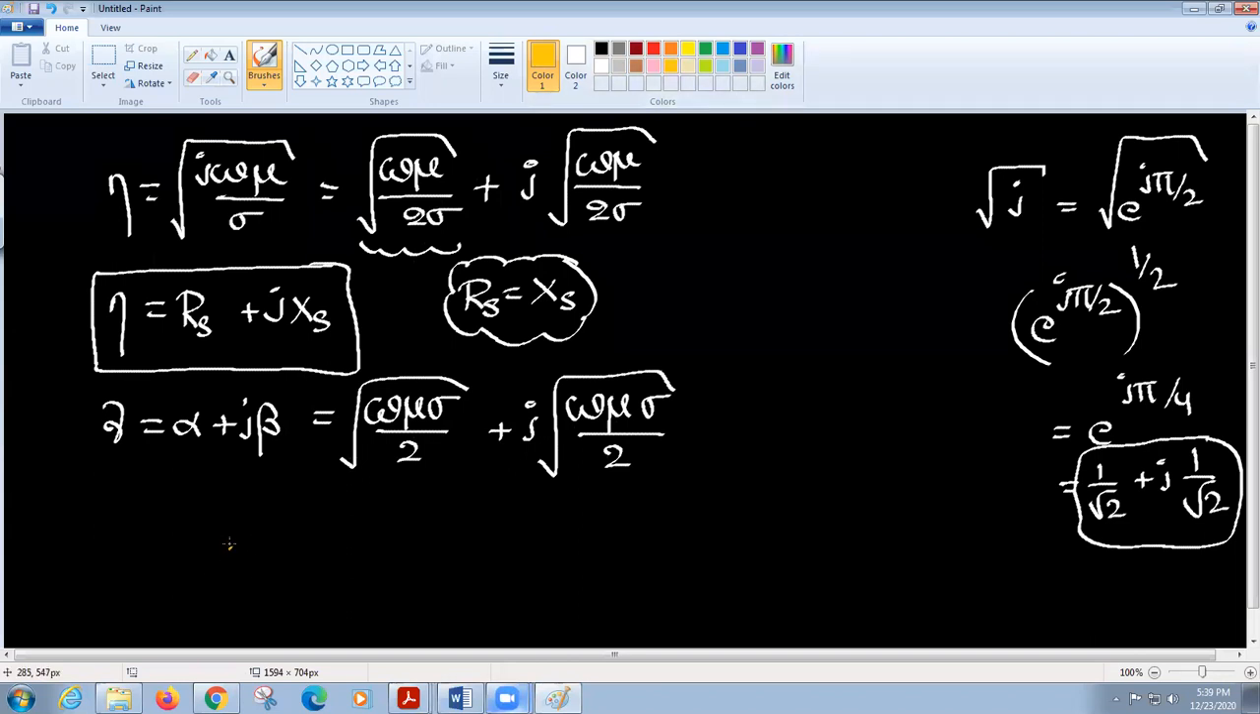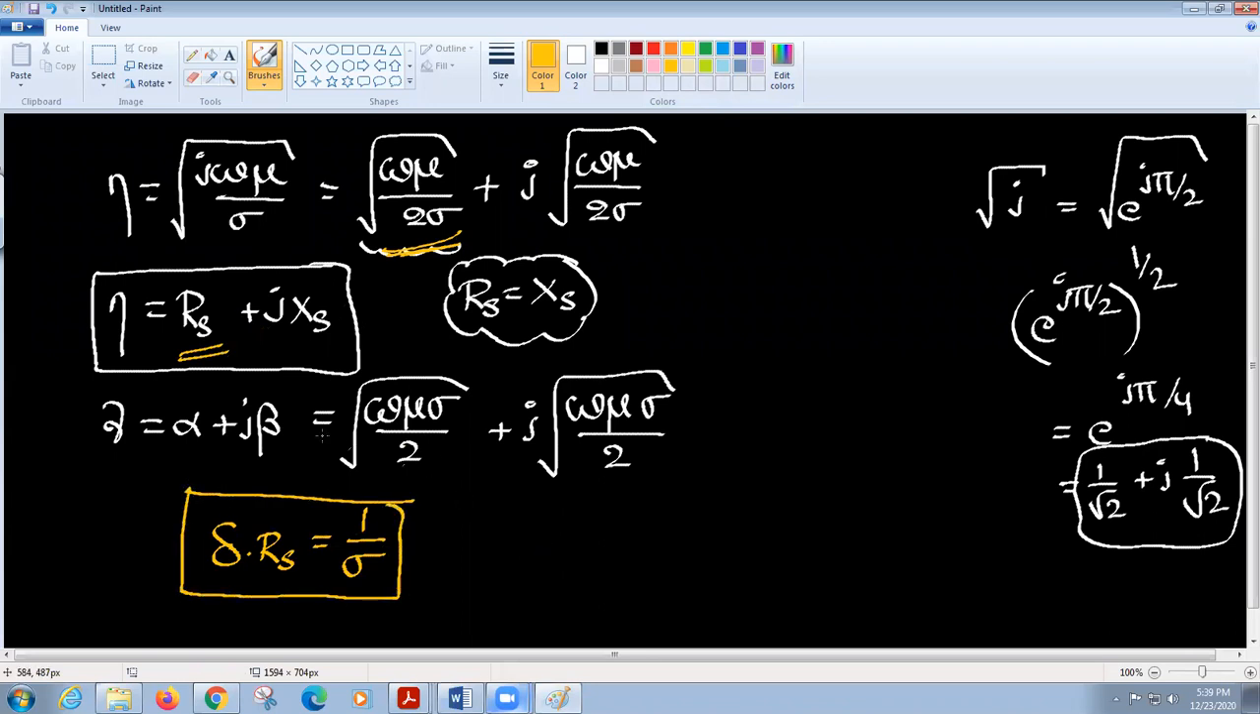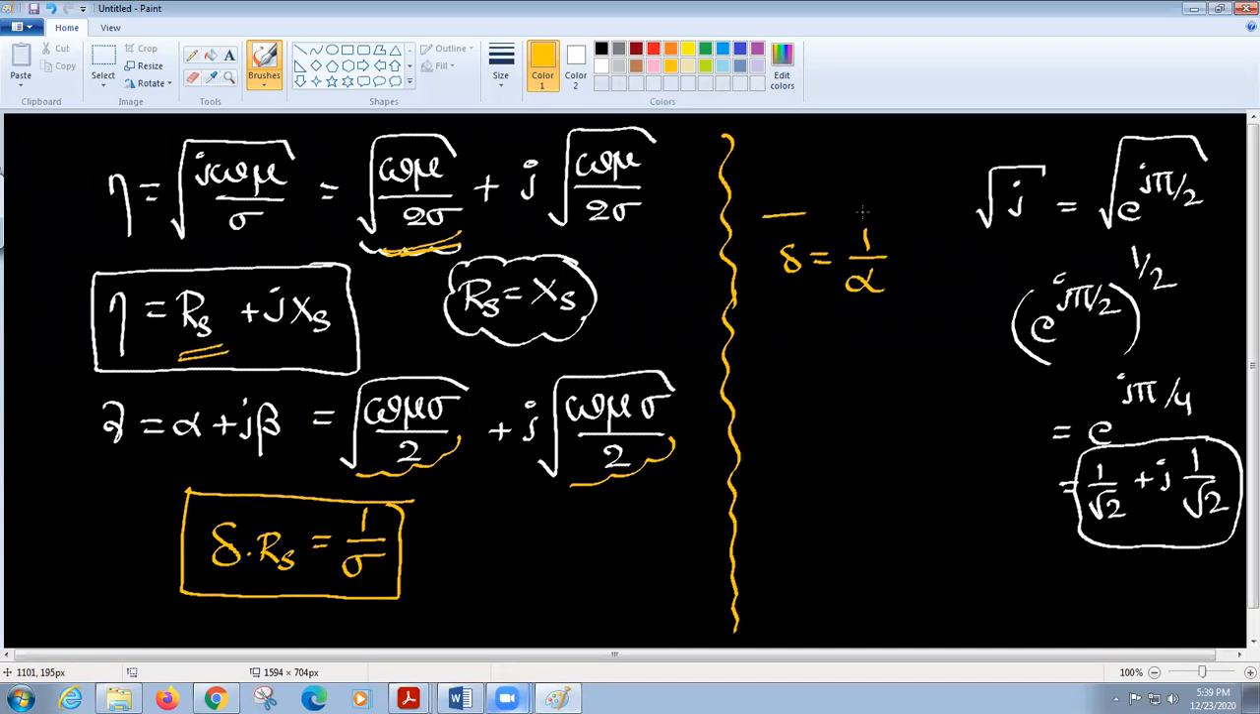Now we are going to find our skin depth. So delta, I know that delta multiplied by RS, the skin resistance, equals 1 over sigma. I know this already. So how do you get this? Already this also we have done in class. This is alpha, this is beta, both are same. So I know delta is equal to 1 over alpha in a high loss medium, and high loss means conductor medium.